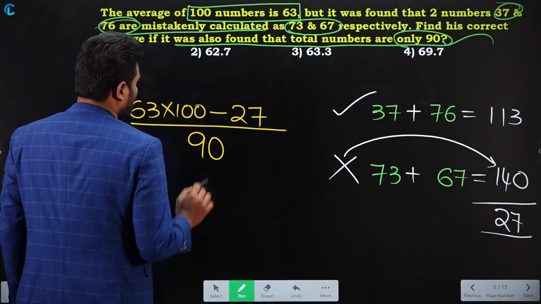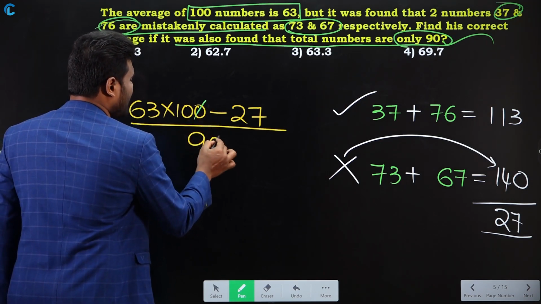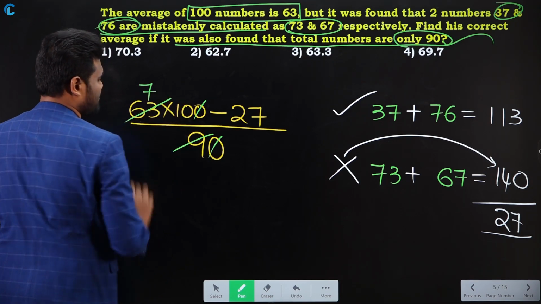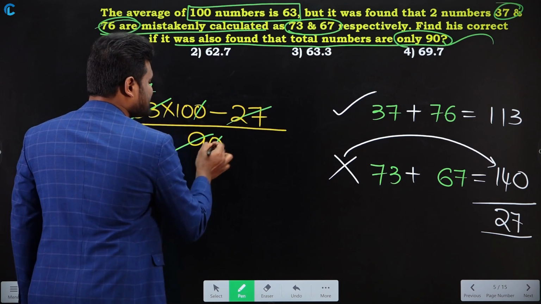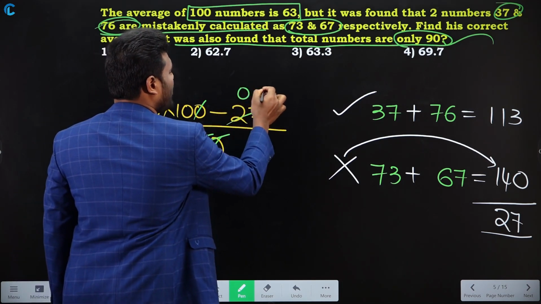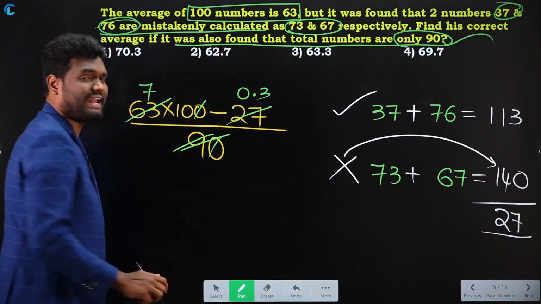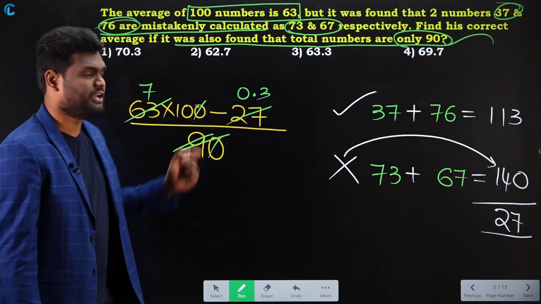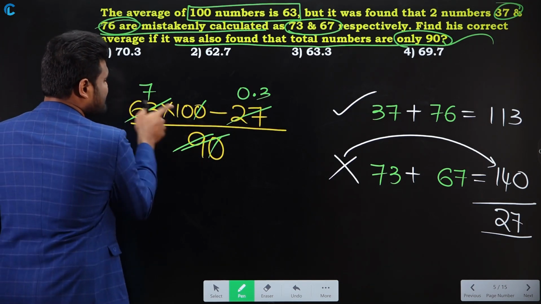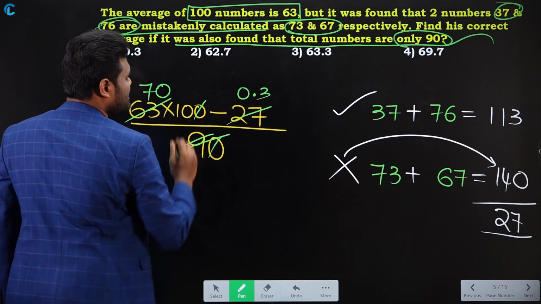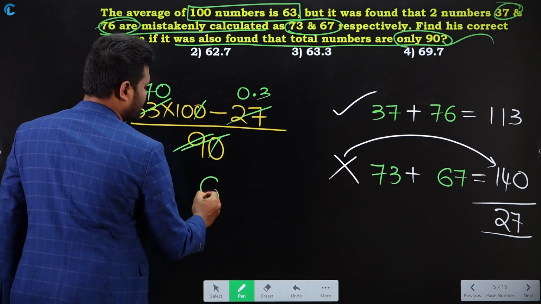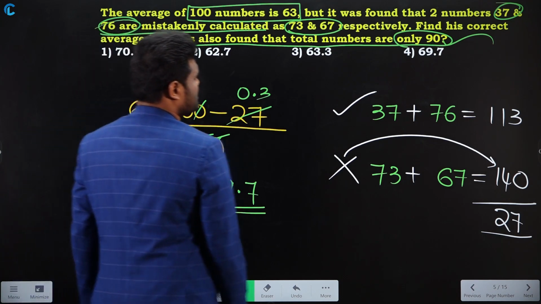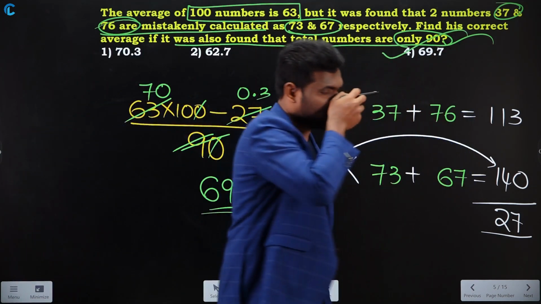Okay. If you are going to calculate, what is going to happen here? 0 and 0 get cancelled. Now 63 cancels in 9. How many times? 7 times. Yes or no? Similarly, 27 by 90 is nothing but 0.3. Why? Because 27 by 9 is like 3 times. But this is not 9, it is 90. So that is the reason 0.3 times. Now the correct average is going to be 7 into 10, 70 minus 0.3. 70 minus 0.3 is nothing but 69.7. So the correct average is nothing but 69.7, which is option 4.